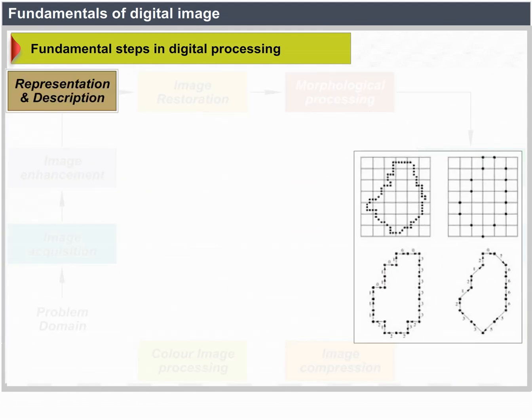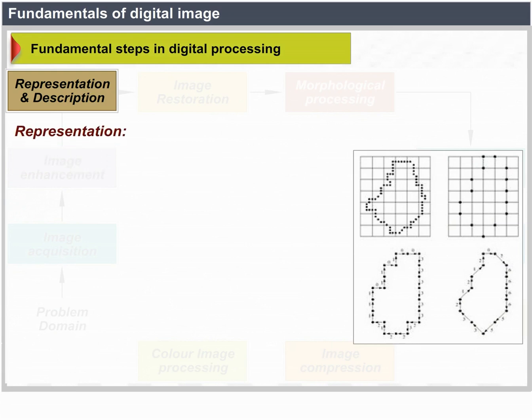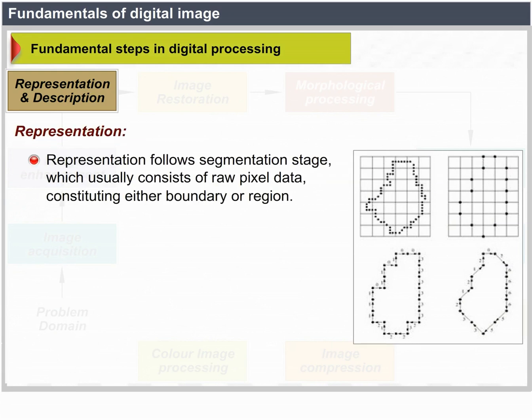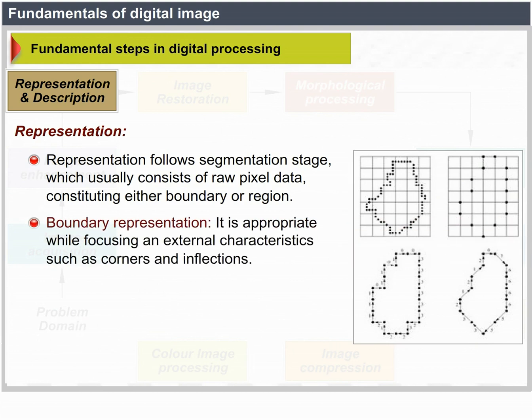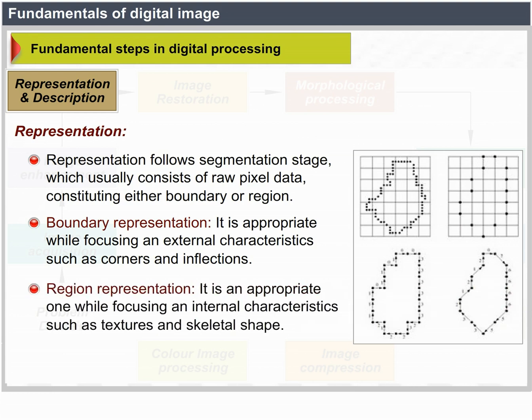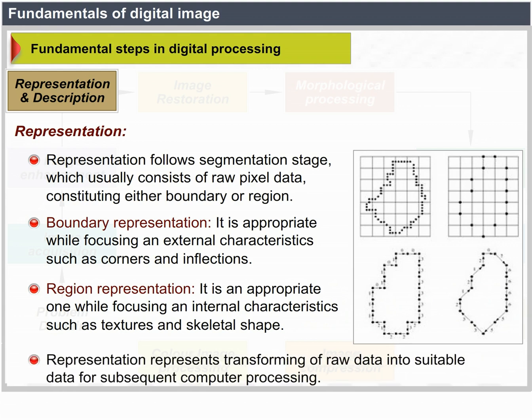Representation and description. Representation, which follows the segmentation stage, is usually raw pixel data constituting either boundary or region. Boundary representation. This is appropriate when focus is on external characteristics such as corners and inflections. Region representation. This is appropriate when focus is on internal characteristics such as textures and skeletal shape. Representation is transforming of raw data into forms suitable for subsequent computer processing.